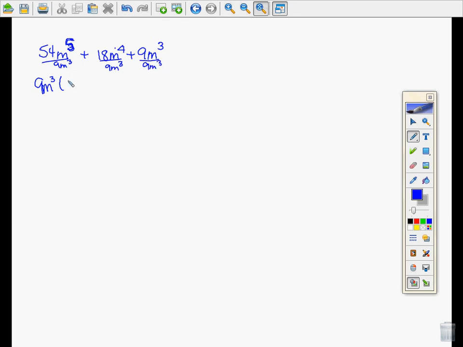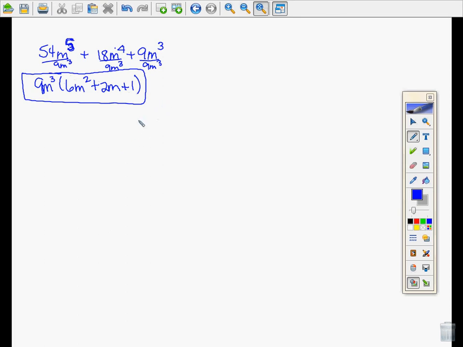So 54 divided by 9 is 6. M to the fifth divided by m to the third is m squared. Plus 18 divided by 9 is 2m plus 1. Then we have to look and see if this factors. What two numbers multiply to make 6 and add to make 2? So we know we're good. It does not factor.